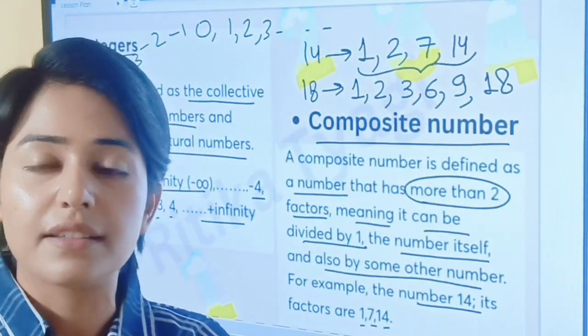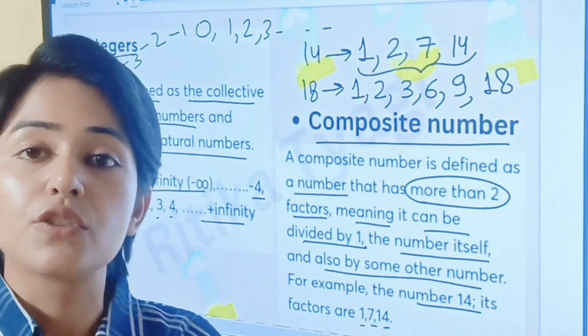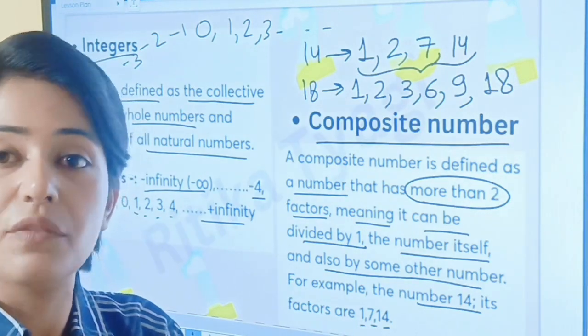Integers are the numbers which include negative numbers, 0 as well as positive numbers. So we can classify integers as positive integers, 0 and negative integers.